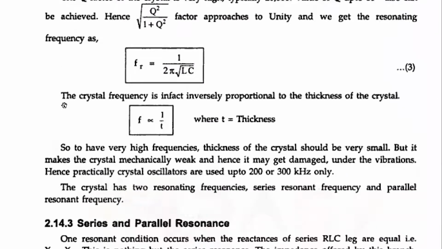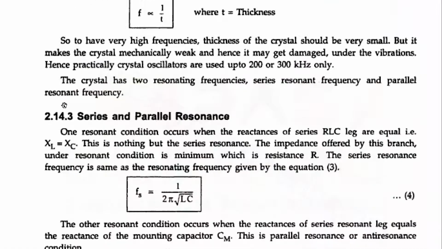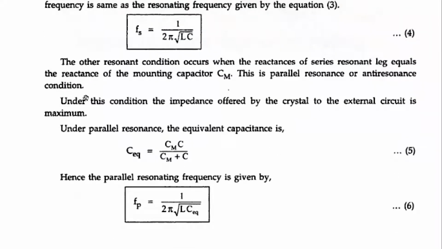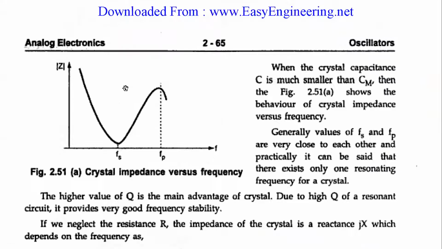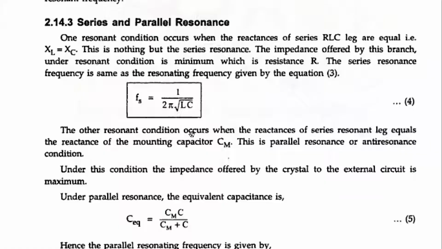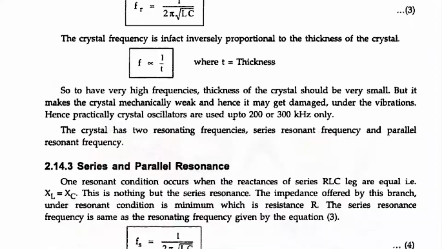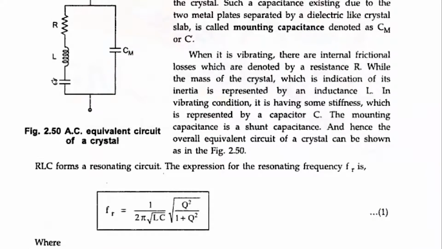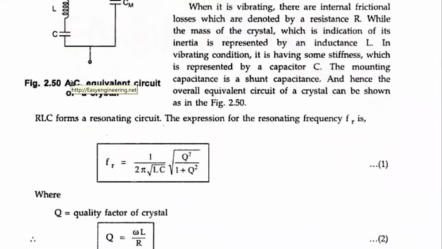Anyway, all this we have seen in the previous class. Then we have seen series resonant frequency is 1 by 2 pi root LC. Parallel resonating frequency is 1 by 2 pi root L into C equivalent, where C equivalent is CM into C by CM plus C. All this we have seen in the previous class.